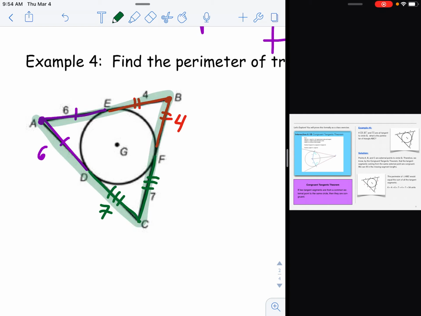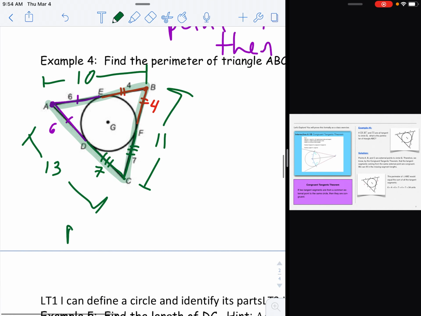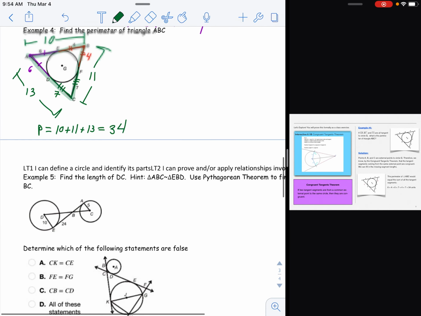So the perimeter of this big bad boy right here is just going to be, well, this side length is 13. This side length is 11. This side length is 10. So the perimeter is just 10 plus 11 plus 13, also known as a famous number called 34. 34 is so famous, everyone in this class has heard of that before.